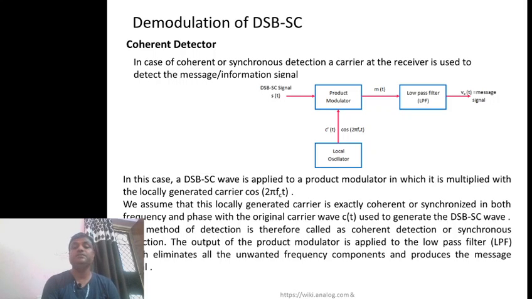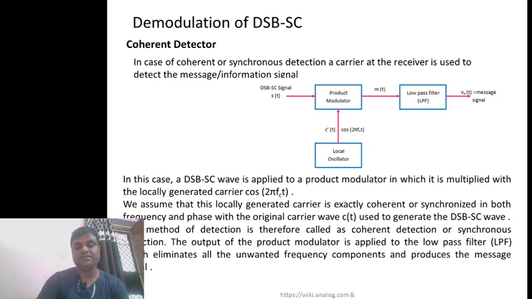In the case of double sideband suppressed carrier modulation, we required a product modulator and a band pass filter. Here we require a low pass filter. So in the case of double sideband suppressed carrier, the wave is applied to a product modulator in which it is multiplied with a locally generated carrier cos omega ct. We assume that this locally generated carrier is exactly coherent or synchronized in both frequency and phase with the original carrier wave used to generate the double sideband suppressed carrier wave.